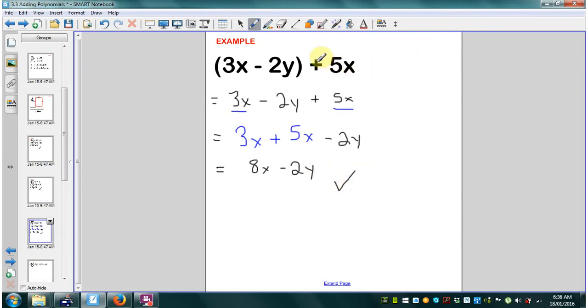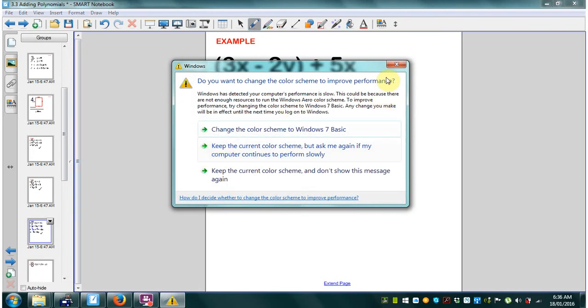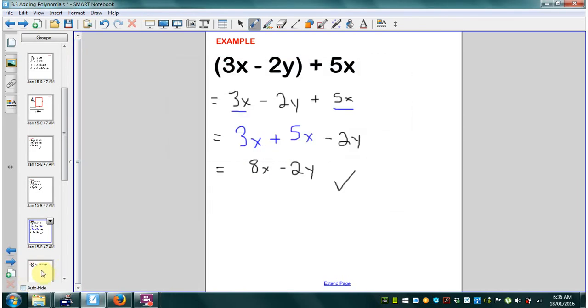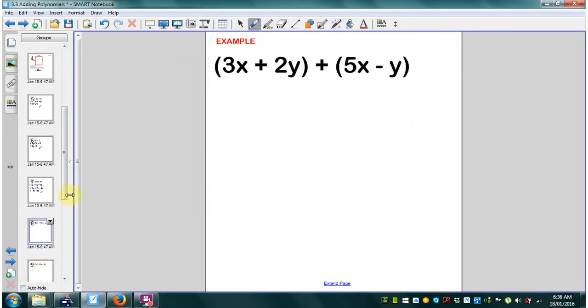So quick little review. You always drop your brackets, group together your like terms, put them together, and then double check for anything else you can do. And that's all just adding polynomials. Okay. And this is going to be, we just got 3 more examples to do, and then we're done our little video.